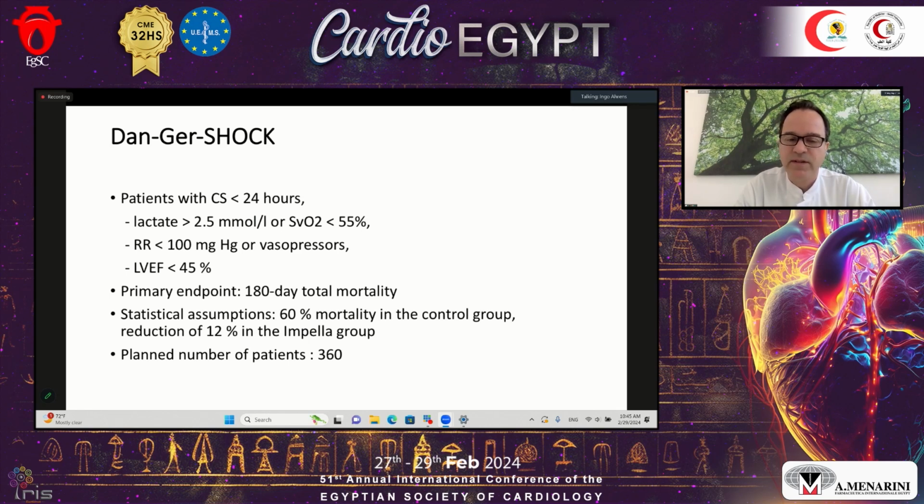The primary endpoint here is a bit different. It's not the 30-day mortality, it's the 100-day mortality. And the statistical assumption is a bit wider. So if you remember the first slide that I showed, we more or less have a 50% mortality across the trials in cardiogenic shock. These days, there's the assumption that there is a 60% mortality with cardiogenic shock in the control group, and that the reduction with the use of this left ventricular unloading would be 12%. And the planned number of patients was 360, so I can't disclose anything more. And we're looking forward to what the left ventricular unloading in cardiogenic shock is able to provide for the patients.